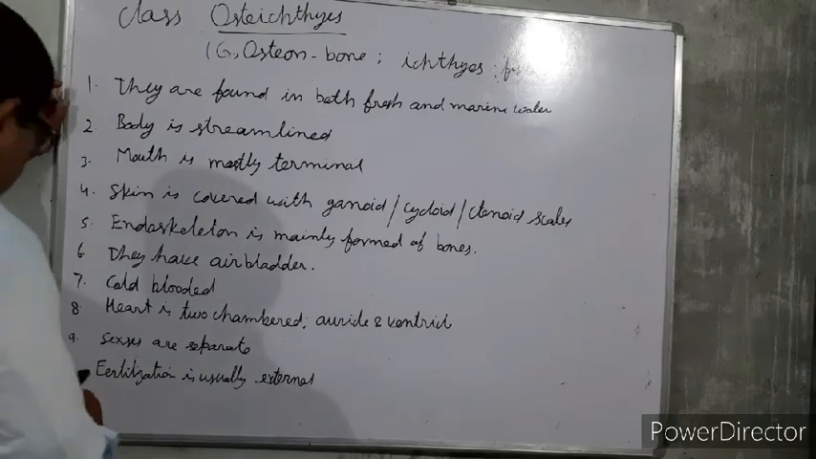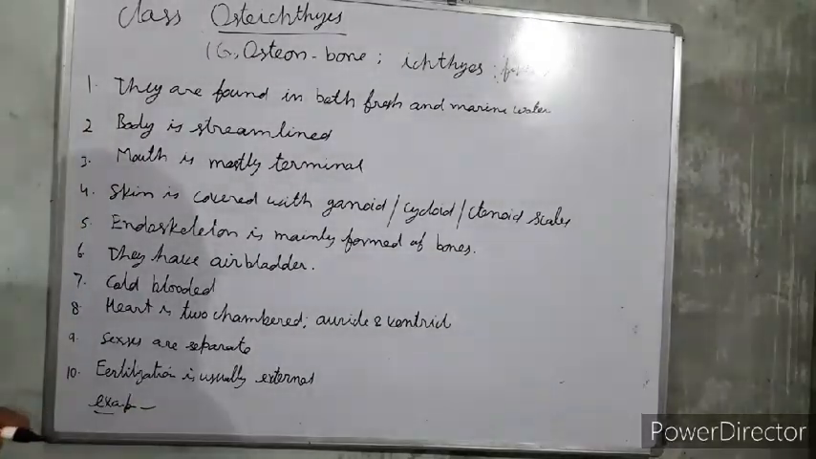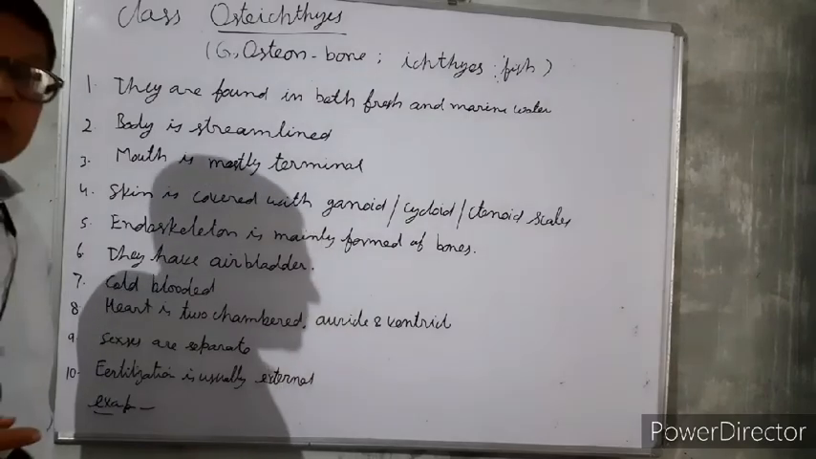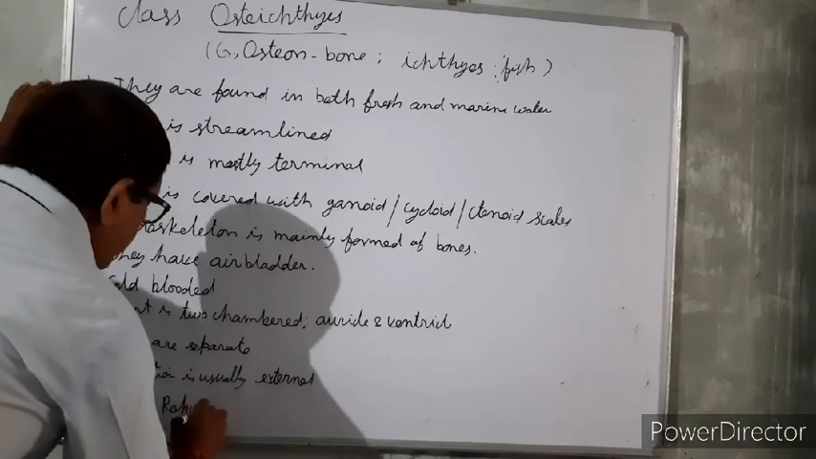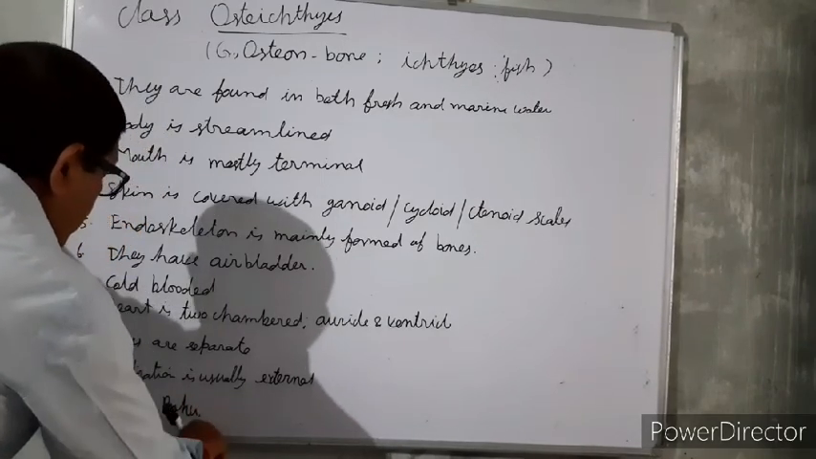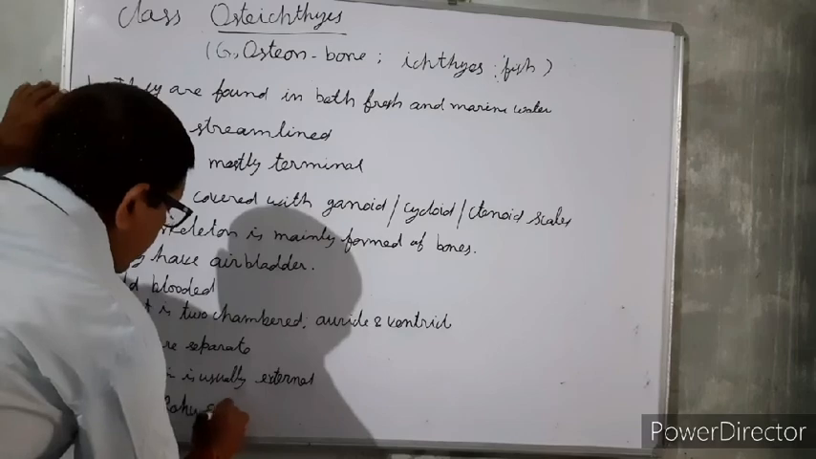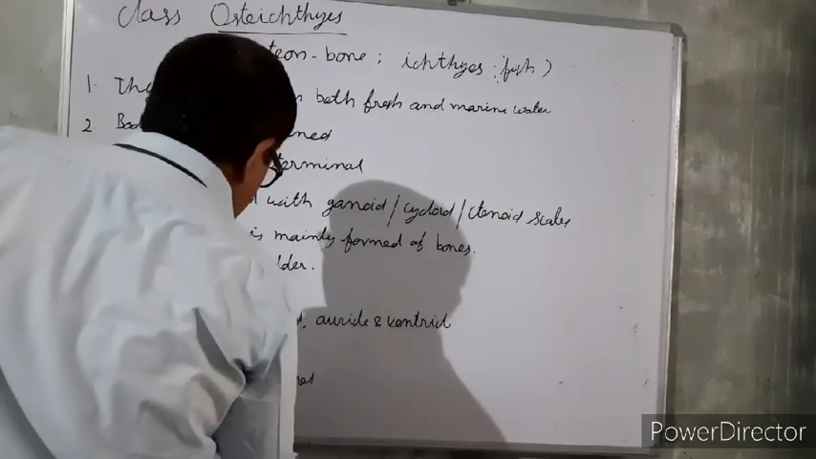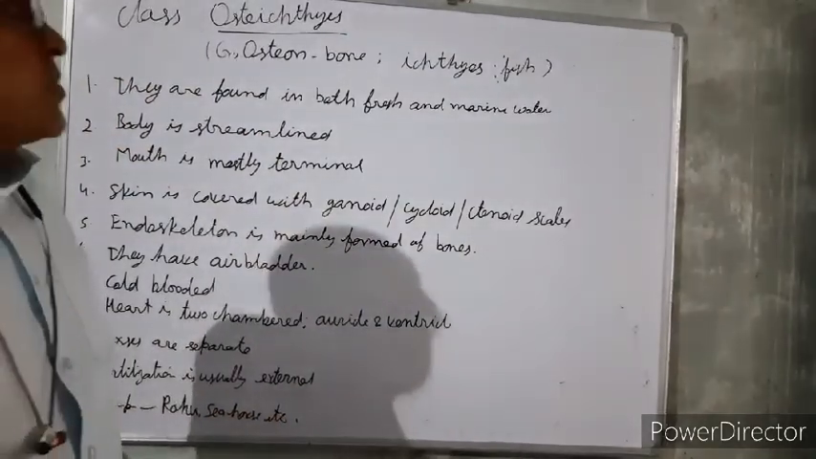So examples are the rohu, Exocoetus, the flying fish, etc. Seahorse, etc. These are examples of the bony fish. So that's for today. Thank you.